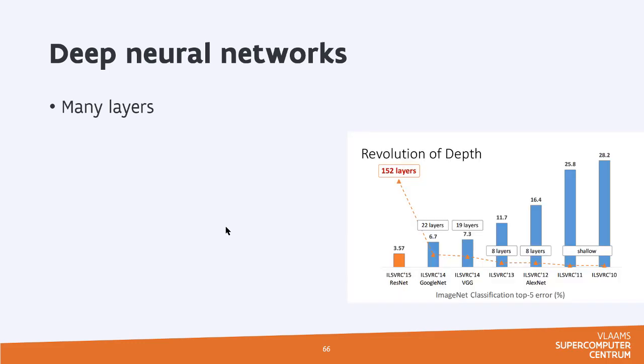You see a graph representing the evolution of the error rate of an image recognition software over time, annotated with the number of layers used in the neural network. You see on the right that it evolves from an error rate of over 25% with shallow networks to, on the left, a network that has less than 4% error rate and 152 layers. So gradually, from right to left, the number of layers increases and the error rate decreases.